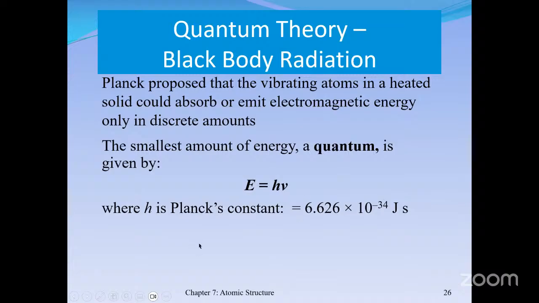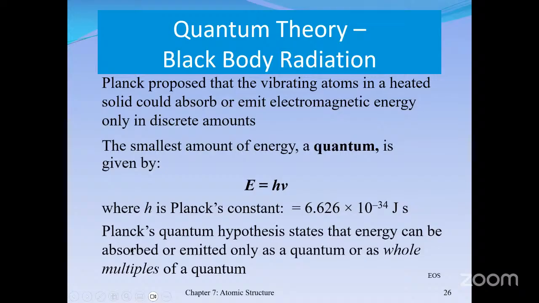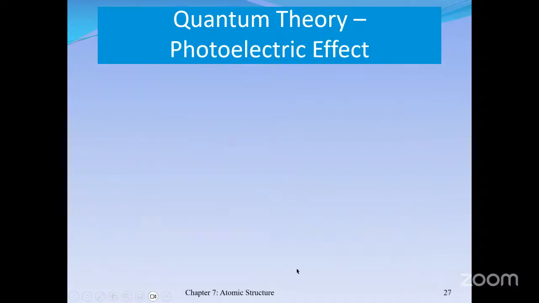What is h? h is a constant known as Planck's constant, and this is a value right here, 6.626 times 10 to the minus 34 joule seconds. For all purposes, we're just going to round it to 6.63 times 10 to the minus 34, okay? And basically, according to his hypothesis, the energy can only be emitted or absorbed as what we call a quantum, represented by this formula, or as whole multiples of a quantum. All right, so that's what he proposed.